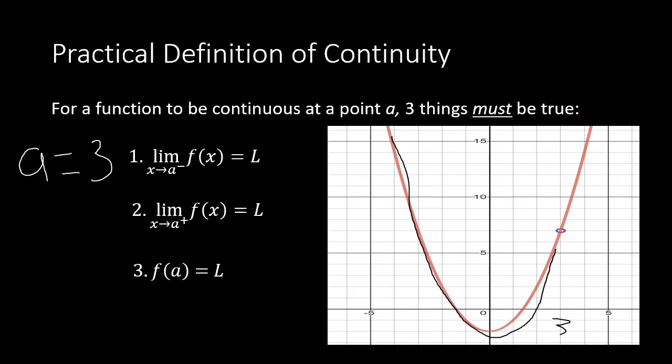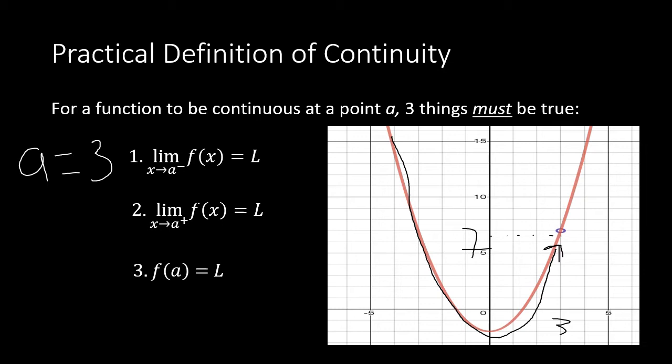So we follow the trajectory, and we don't worry exactly if there's a closed or open dot. We only worry about where it's actually going to. So we followed it, and that point is 7. So the limit as x approaches 3 from the left is 7.